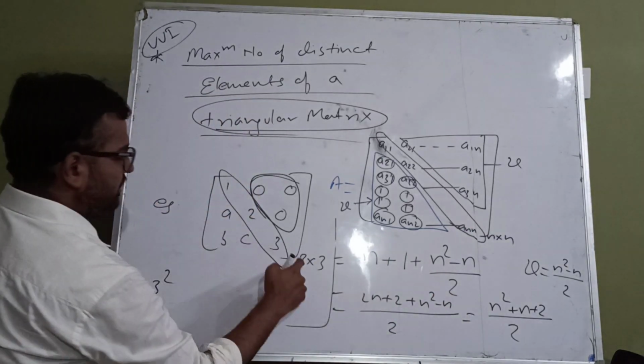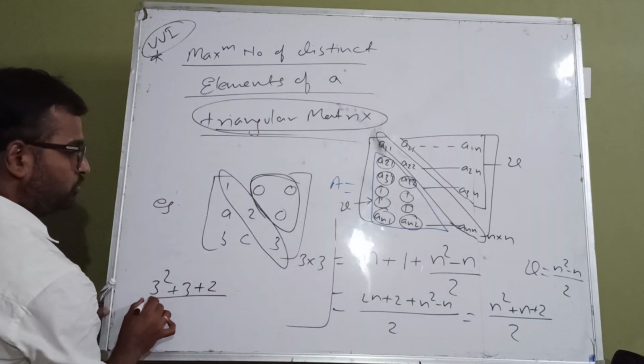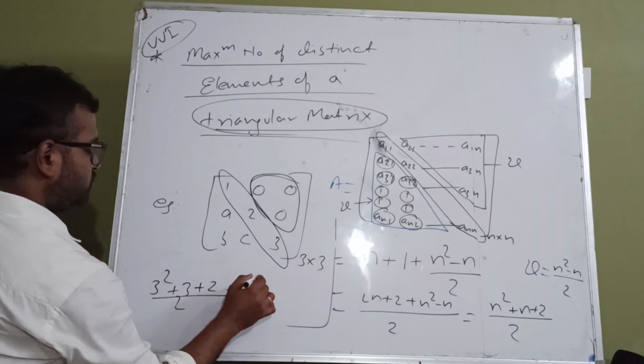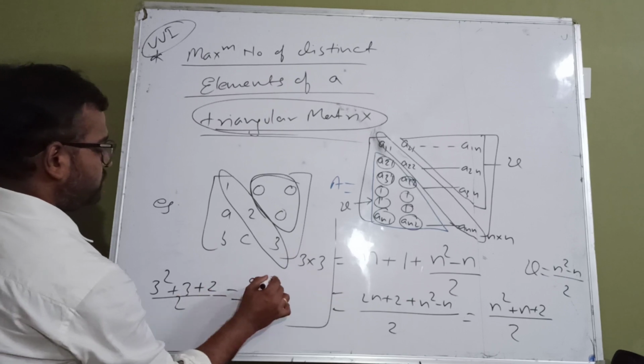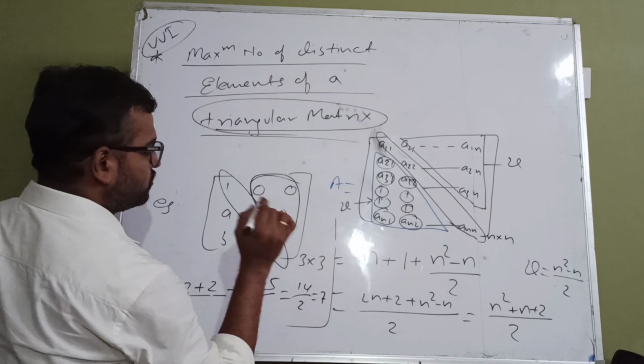This is your 3 by 3. N equals 3. Then 3 square plus 3 plus 2, by 2. 3 square is equal to 9. 9 plus 3 plus 2, 5, by 2. 9 plus 5, 14, by 2, and that is equal to 7.